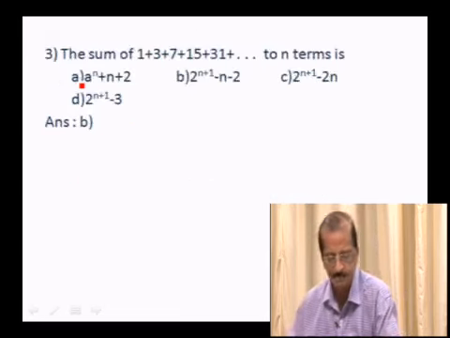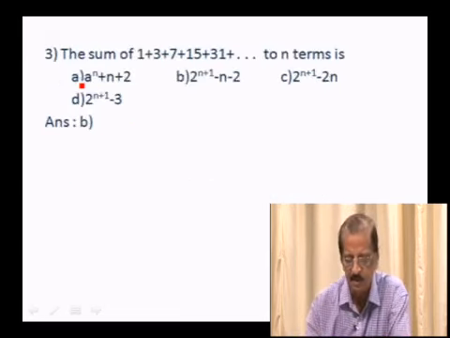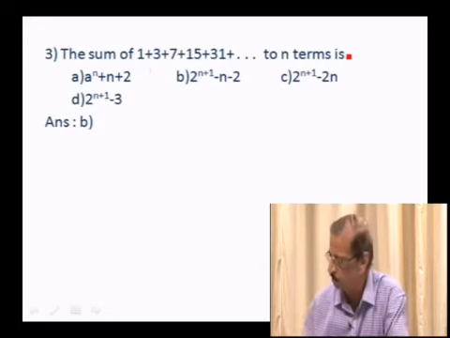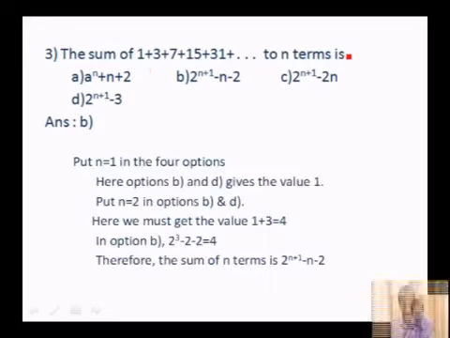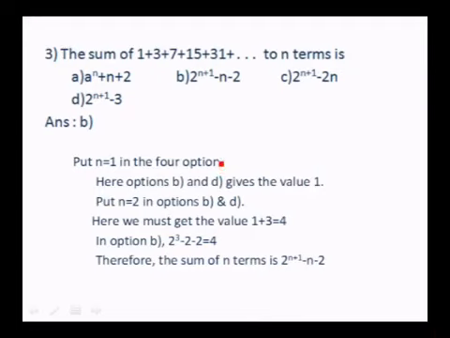ಓಕೆ, the sum of the terms 1 plus 3 plus 7 plus 15 etc. to n ಟರ್ಮ್ಸ್. ಸೊ ಅದೇ ಥರದ್ದೊಂದು ಪ್ರಾಬ್ಲಮ್ ಇದು. ಈ ಪ್ರಾಬ್ಲಮ್ನಲ್ಲೂ ಅಷ್ಟೇ n is equal to 1, 4 ಆಪ್ಷನ್ಸ್ ಹಾಕಿದರೆ n equals 2 ಬಿ ಆ್ಯಂಡ್ ಡಿ ಬರುತ್ತೆ. You must get the value 1 plus 3 as 4. ಇಲ್ಲಿ ಆ ಹಿಂದಿನ ಪ್ರಾಬ್ಲಮ್ಗೂ ಇದಕ್ಕೂ ಡಿಫರೆನ್ಸ್ ಏನಂದರೆ, ಅಲ್ಲಿ nth term ಕೇಳಿದರೆ ಇಲ್ಲಿ ಸಮ್ ಕೇಳಿದ್ದಾನೆ. ಸಮ್ ಬಂದಾಗಲೂ n equals 1 ಅಂತ ಹಾಕ್ಕೊಳ್ಳಿ. So options B and D give the value 1.